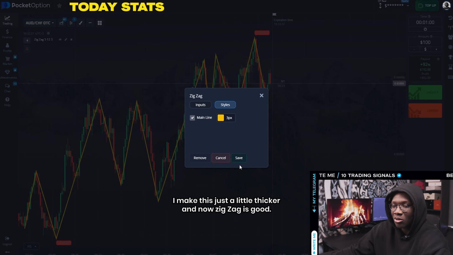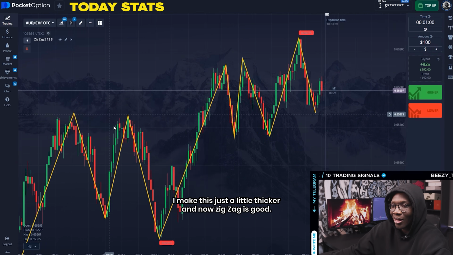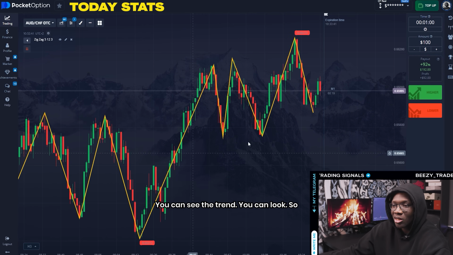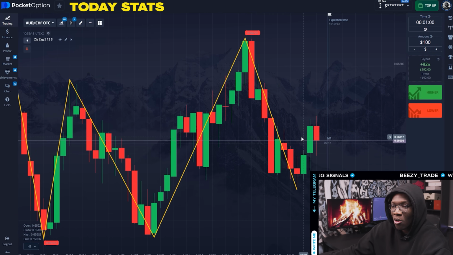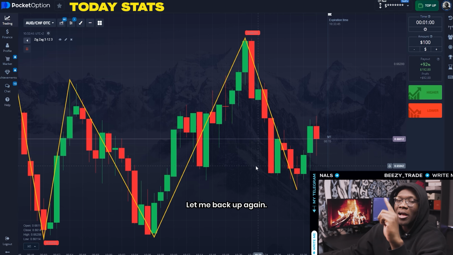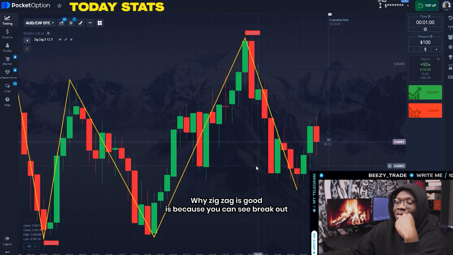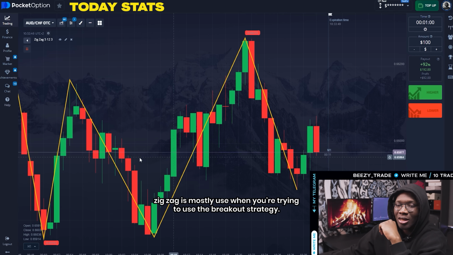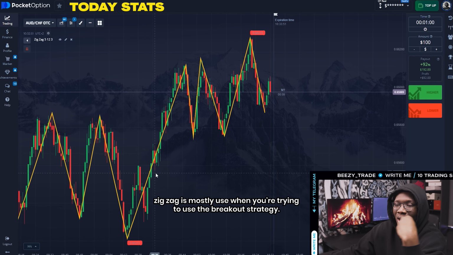I make this just a little bit thicker. And now zigzag is good. You can see the trends. You can look. So let me back up again. Why zigzag is good is because you can see breakout. Zigzag is mostly used when you're trying to use the breakout strategy.